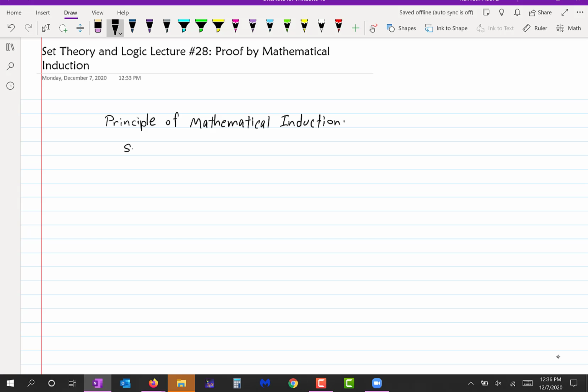Suppose S of 1 is true. So in this case, S of n is an open sentence. Okay, let me write that here, just as a note. S of n is an open sentence.